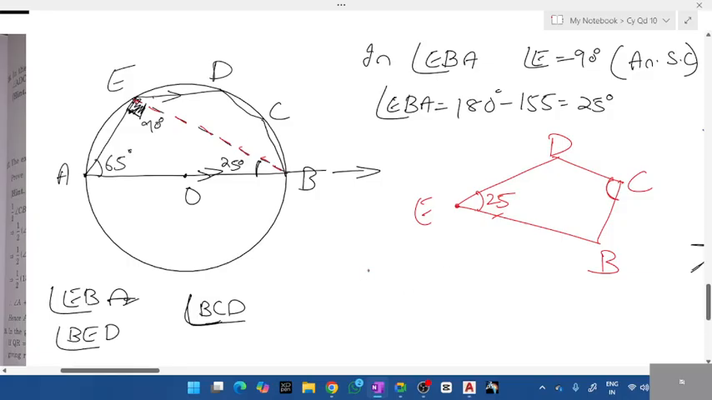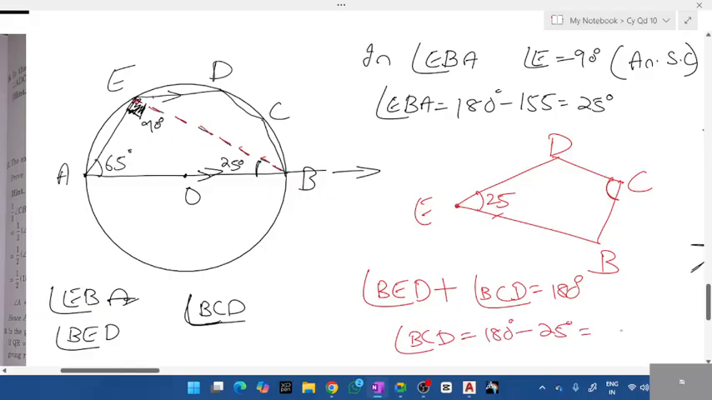Opposite angles should be equal to 180. See, we got BED. BED plus BCD is what we need to find. BED plus BCD should be equal to how much, students? 180. So the angle is equal to 180 minus 25, which is 155 degrees. Okay, 155. And angle A and angle D are not opposite angles of the cyclic quadrilateral, students.